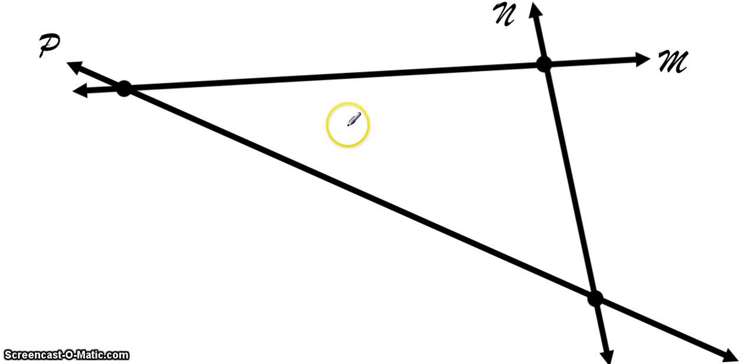Sometimes we'll have special lines that we refer to with just 1 letter, and that letter is often cursive, italic, or bold, and appears near the end of the line, near the arrow. So for example, this line right here would be referred to as line M. This line right here would be referred to as line P.